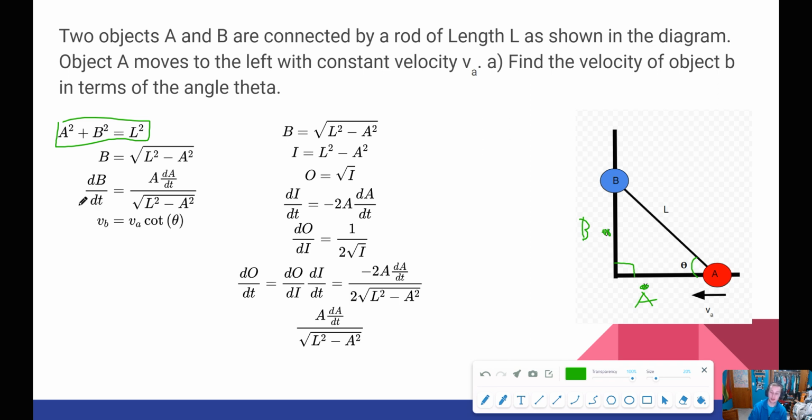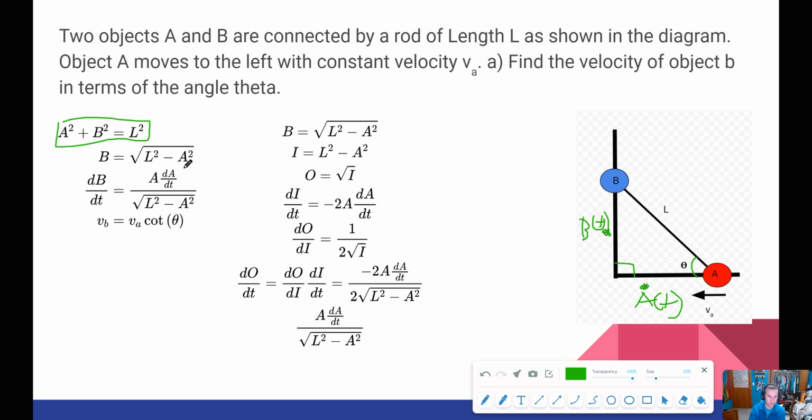The key part about this is that you have to implicitly differentiate your expression. So you have dB/dt, but your A also has a time dependence. Your distance A is a function of time, and your distance B is also a function of time. So you need to take that into account, and that's why you have to implicitly differentiate things. You could have implicitly differentiated up here. I didn't.